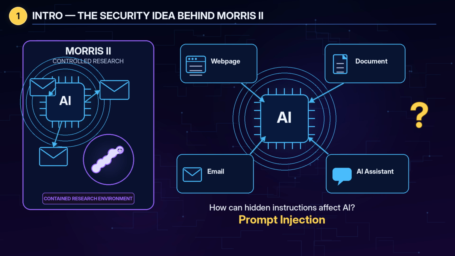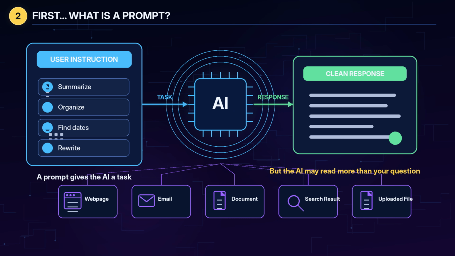Today on Zyber, we're going to explain what that means, why it is different from traditional malware, and why developers are taking it seriously. No attack instructions, no AI apocalypse, just clarity. Let's begin with the simplest part. A prompt is the information, or instruction, you give to an AI. You might ask it to summarize an article, rewrite a paragraph, organize some notes, or find important dates inside a document. In a basic conversation, the user gives the instruction and the AI responds.